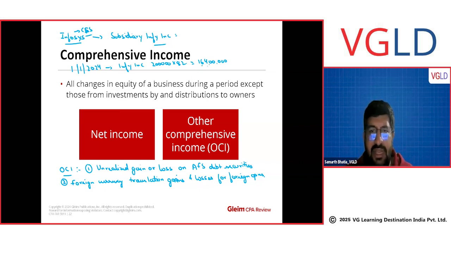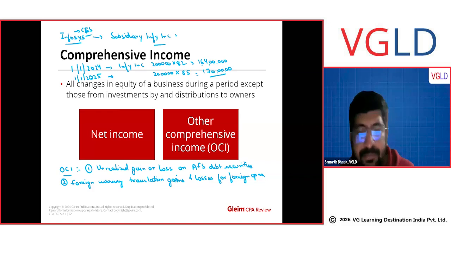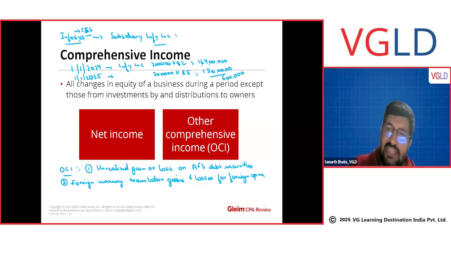So I would say 1 crore 64 lakhs. But now what happens? On 1st January 2025, this dollar rate has been increased. And the same assets, which is of $200,000, will now be reflected at 85. So the value of the asset in Indian rupees has increased and it will become 1.7 crores. And because of this, the gain has to be recorded in the books. And what is the amount of gain? 6 lakh rupees of gain should be reflected because the value of the assets will be increasing.